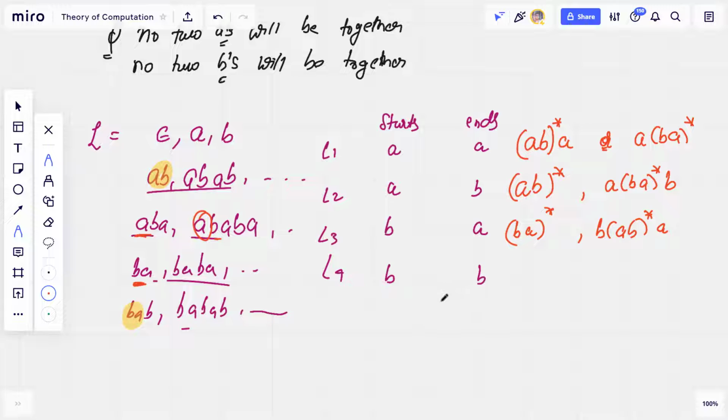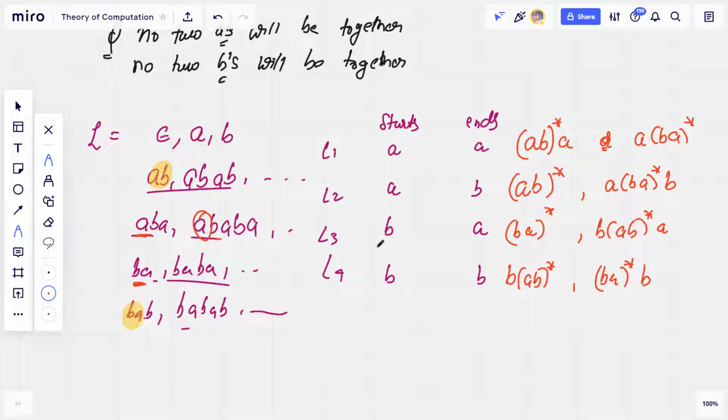Okay, fine. Then L4 starts with B and ends with B. It's simple. It's this, right? So it can be either B followed by (AB)*, B followed by (AB)*, or one might say B star followed by B, B star followed by B.